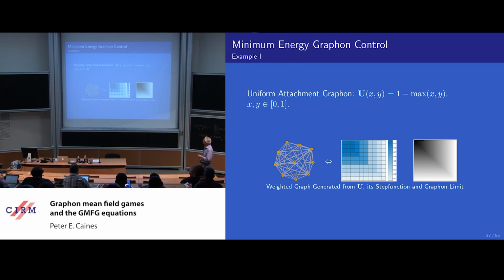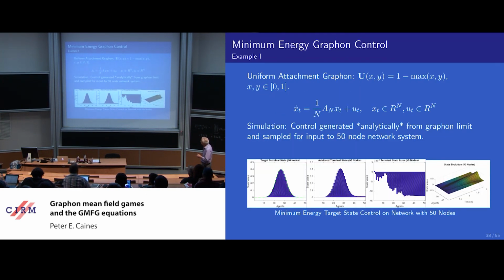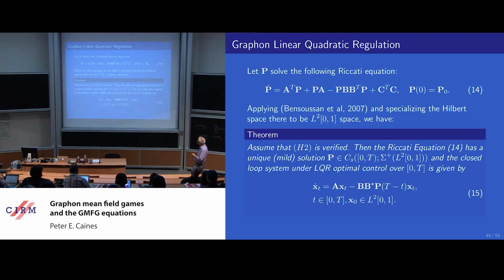So these are simulations where a smooth Graphon is sampled. You generate a network, and then using a control which is generated analytically on the Graphon limit and applied to the sampled complex network, one can steer the states of the nodes in a very precise way. And of course this gets more precise as the number of nodes increases.